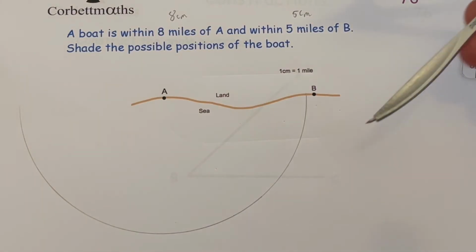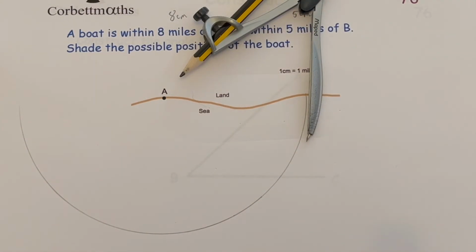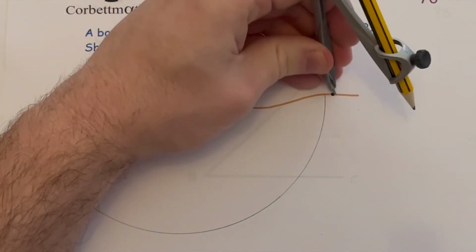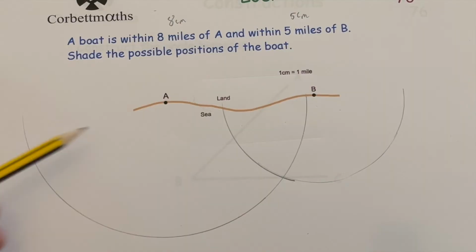Okay. Now, it also says the boat's within 5 miles of B. So we're going to get a compass and pencil, and now we're going to measure 5 centimetres. So that's 5 centimetres there. So we're going to put the point of the compass on B, and we're going to draw another arc, like so. And I'm just stopping at the land there because I'm presuming the boat's at sea. If I was writing this question, I'd probably give a bit more information.